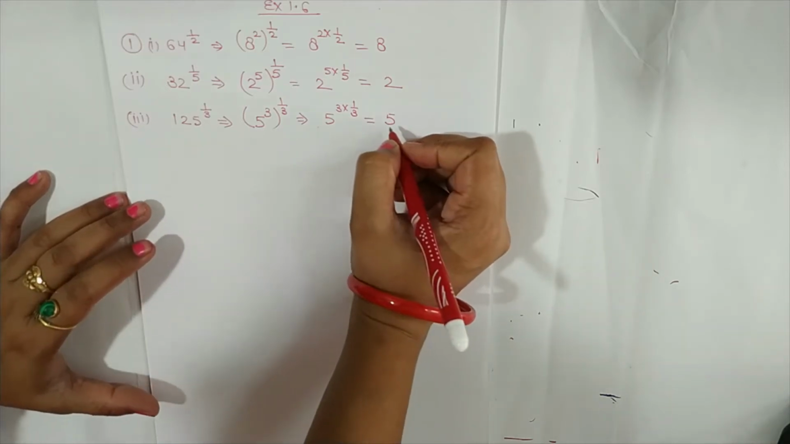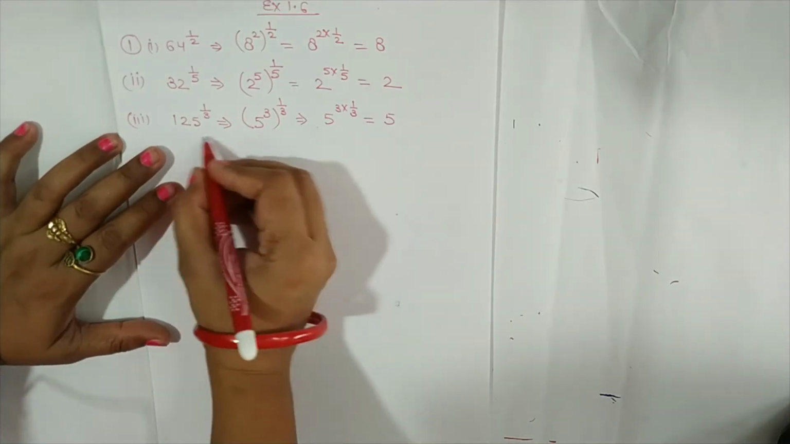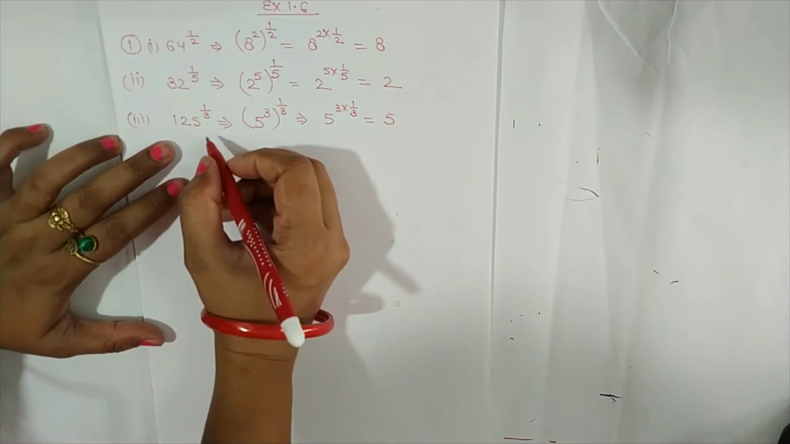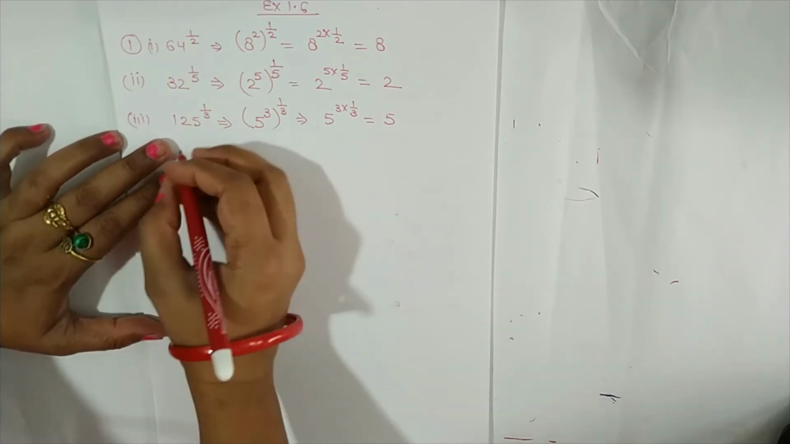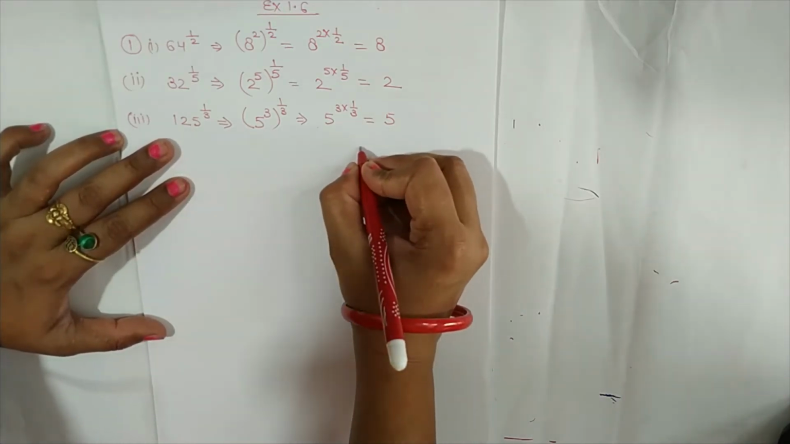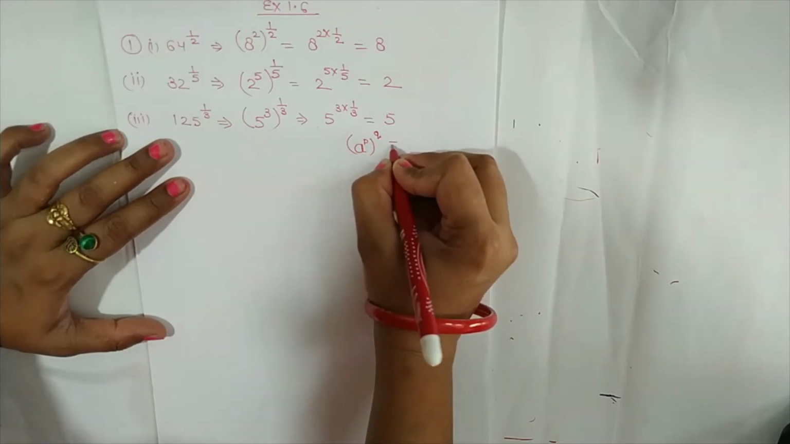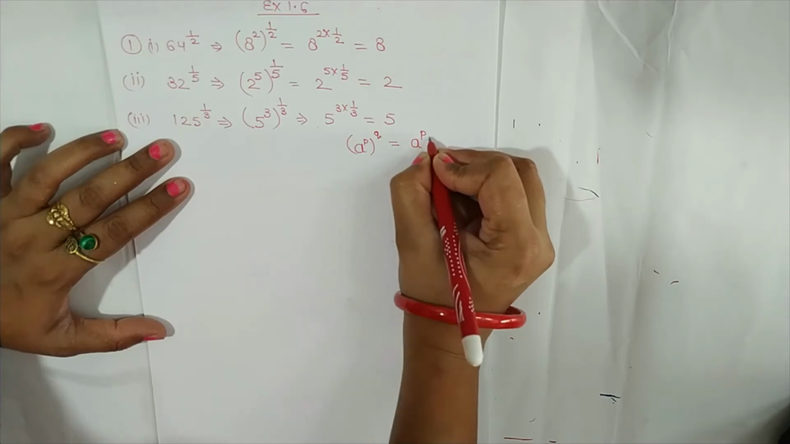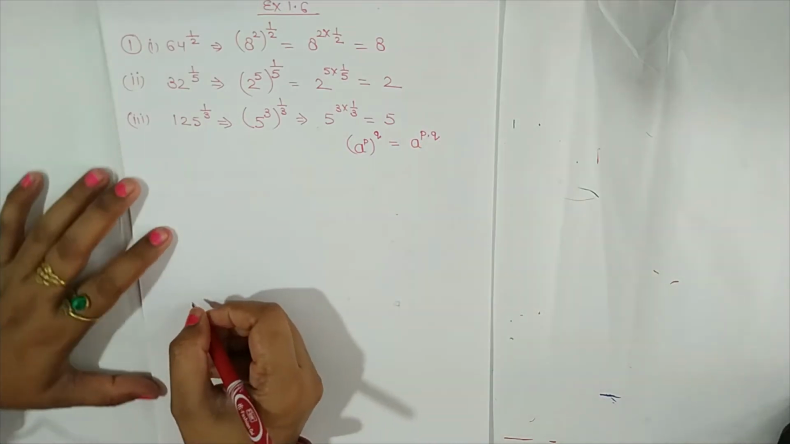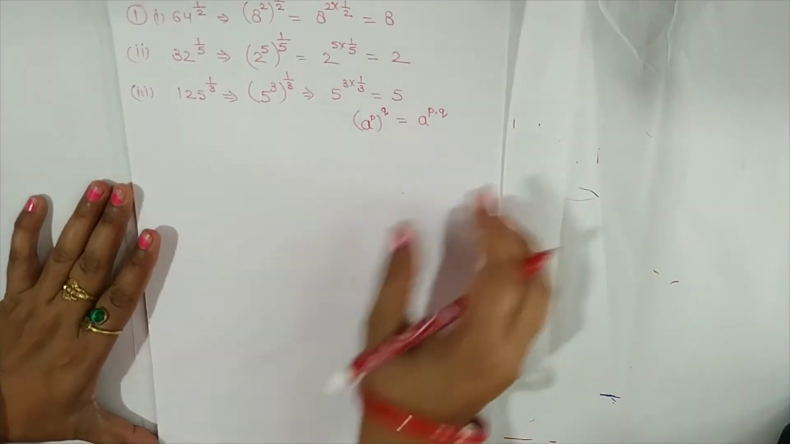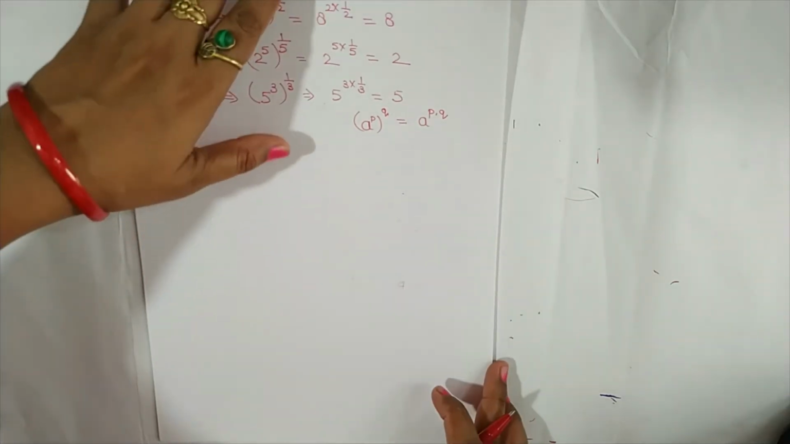Now in this question, which laws of exponents are followed? Yes, a to the power p to the power q is equal to a to the power p into q. So you have to mention what laws are applying here.